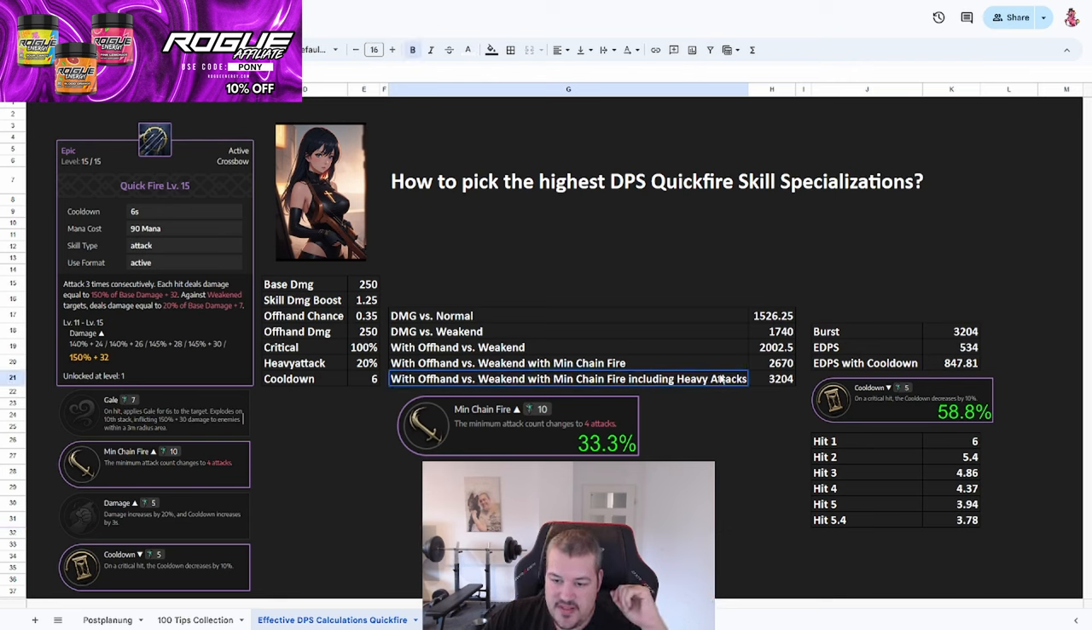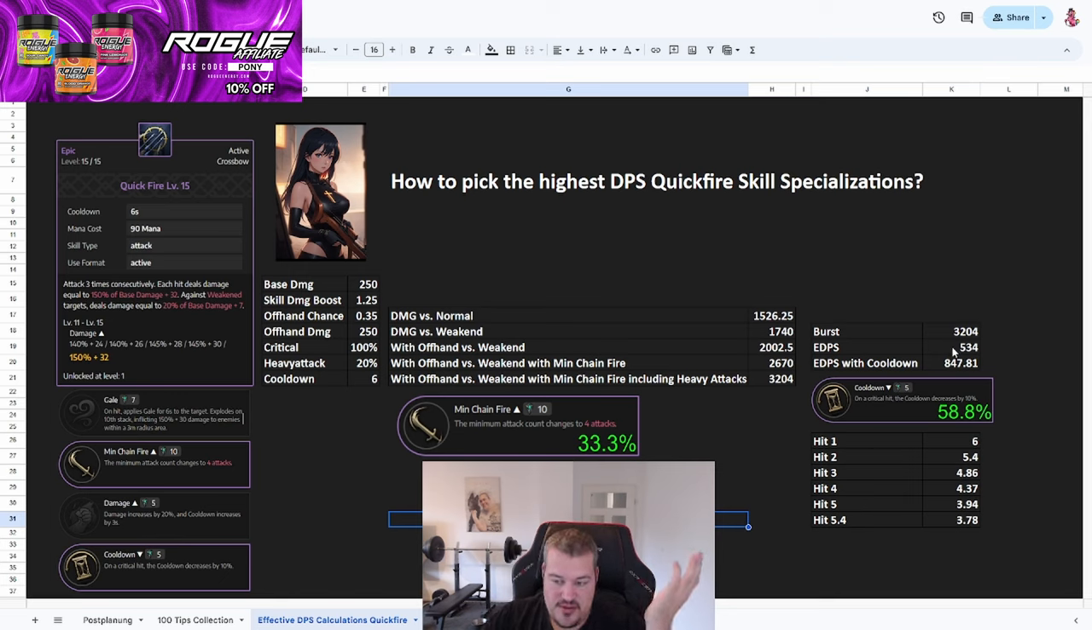So this value right here is considered the burst. This is the full damage that we are able to pop out when we are pressing the skill, if we are choosing the min chain fire skill specialization. To now understand what the effective DPS is, this is the damage that we are able to deal if we would only use that skill. So basically we would have nothing on the bar, we use that skill after the cooldown is off, we're using it again. This is the effective DPS that a skill can do, and this is also the value that you want to know when you're optimizing your build for PvE.